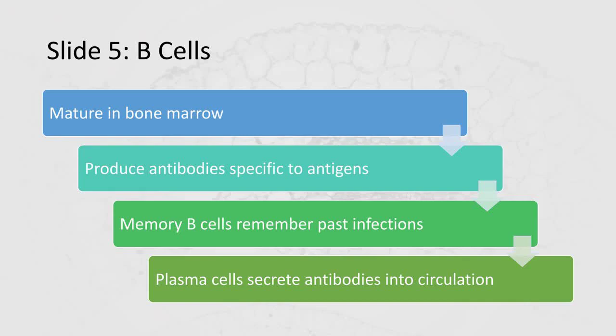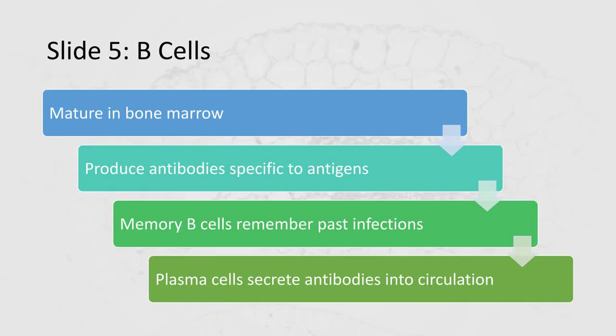which can remember past infections and mount a rapid response to future attacks by the same pathogen. Other cells differentiate into plasma cells, which are responsible for secreting large amounts of antibodies into circulation. These antibodies can neutralize the pathogen, marking it for destruction by other immune cells.